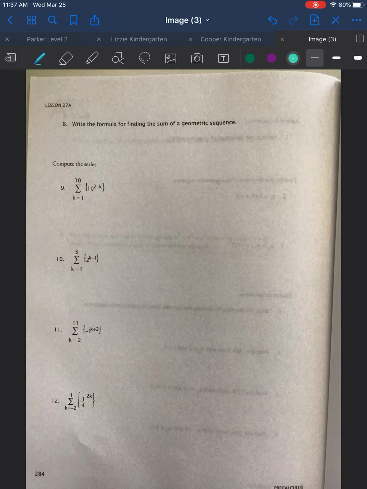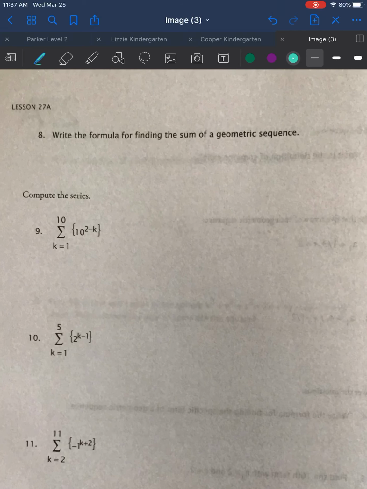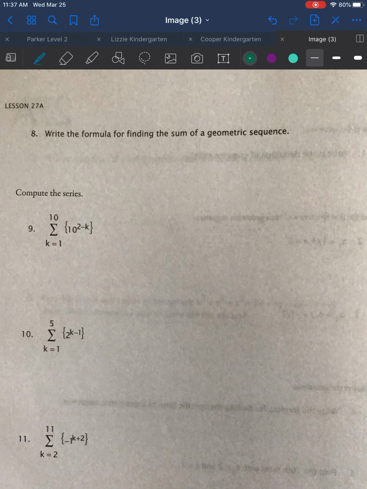Okay, now we get to do sums of a geometric sequence, which is equally as fun, if not more fun, let's be honest. The formula for finding the sum of a geometric sequence, we are going to use a sub 1, it really doesn't want us to do this, does it? Good news, I fixed it.